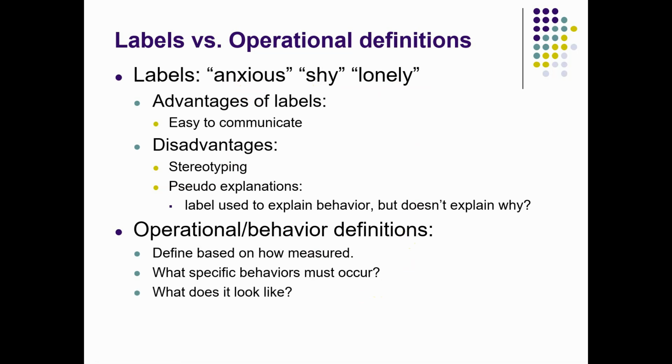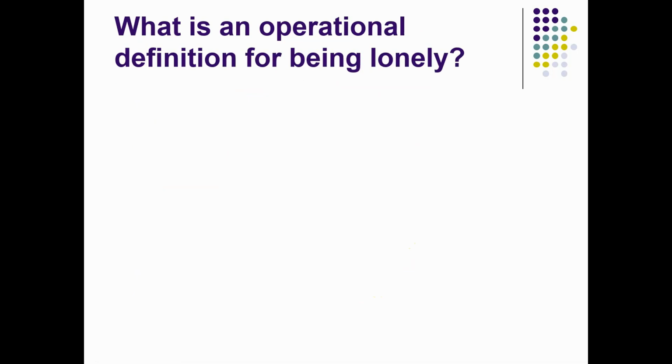All right, so let's think about operational definitions and how they're different from labels with a quick exercise here. I want you to think about, what would an operational definition for lonely be? Being lonely. What does being lonely mean? Now, you probably have some ideas. I want you to pause the video and in your notes write down what you think being lonely looks like. Now, this is what we're thinking about, not just a psychological definition of what lonely means, but an operational definition. If we had to measure that in somebody, what would it look like?